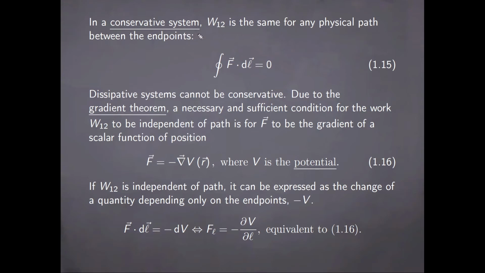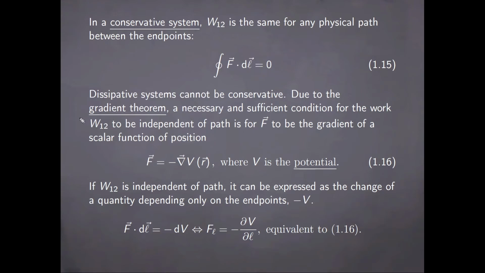In a conservative system, the work done by a force upon a particle and moving it between 2 points is the same for any physical path between the chosen endpoints. And this is written formally as the statement that the line integral of the force on a closed path is equal to 0. Dissipative systems cannot be conservative.